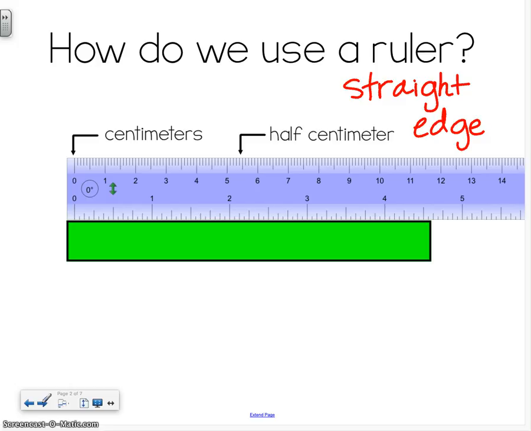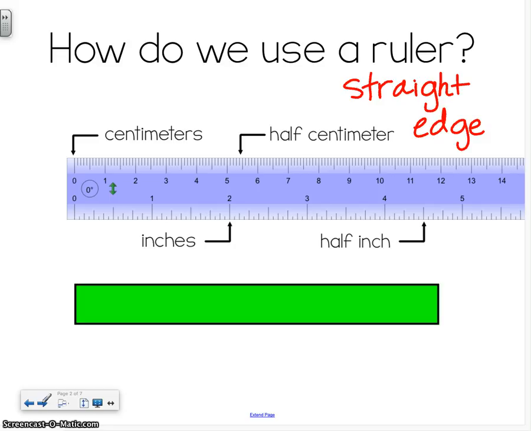We always have to start at that 0. We cannot measure anything that is lined up with the end of the ruler, like this green box is right now, because it will be off. So we need to make sure that we line it up right with the edge, just like that. Half centimeters are the longer lines that are in between numbers. So between 5 and 6, there's that longer line.